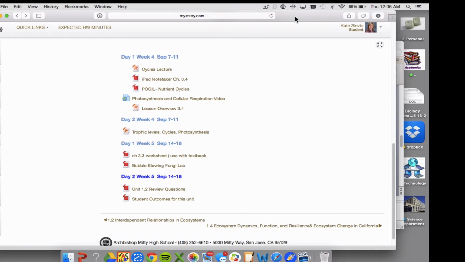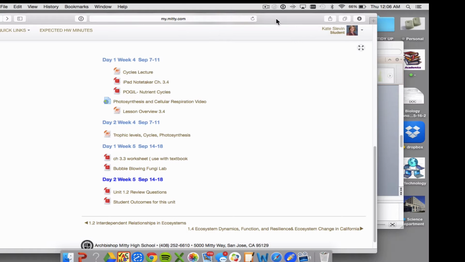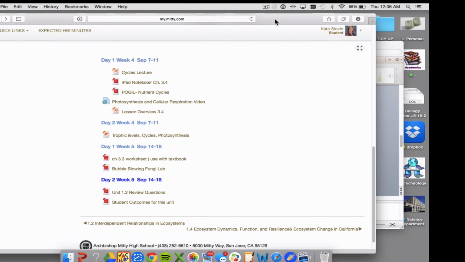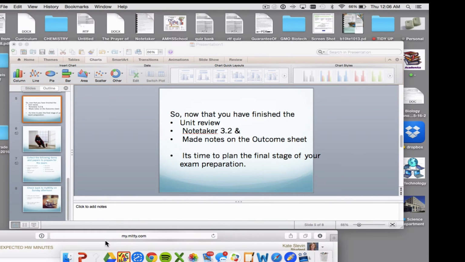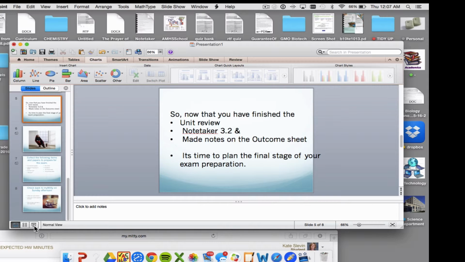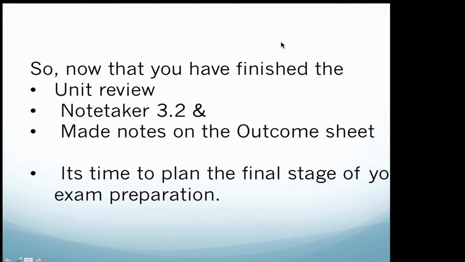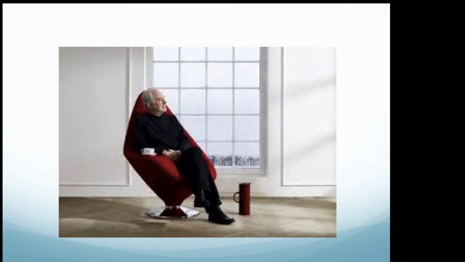Once you have finished that, now, most likely, it will be towards the end of class. And now here are some guidelines to prepare you for the test next week. Now that you've finished the unit review, the note taker, and made some notes, it's time to plan the final stage of your exam preparation. When you are at home over the weekend, get comfortable. Get a comfortable chair. Make sure there's lots of light, that the environment is calming, and that you have everything around you that you need. Particularly, for me, that would be a cup of tea.